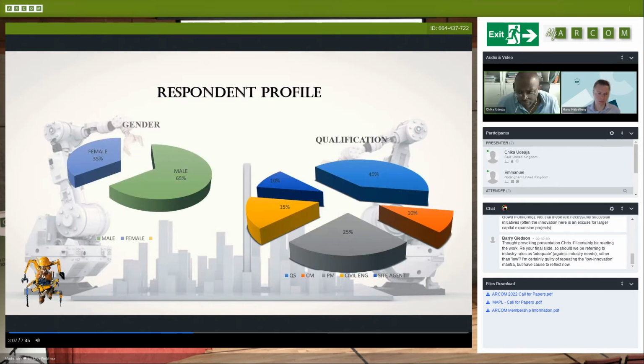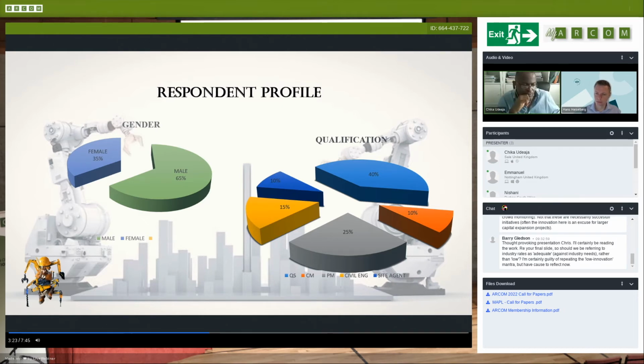Our participants were mostly male. We had about 65% of our participants who were male, and 35% were female. We also had the pleasure of working with people with different qualifications.